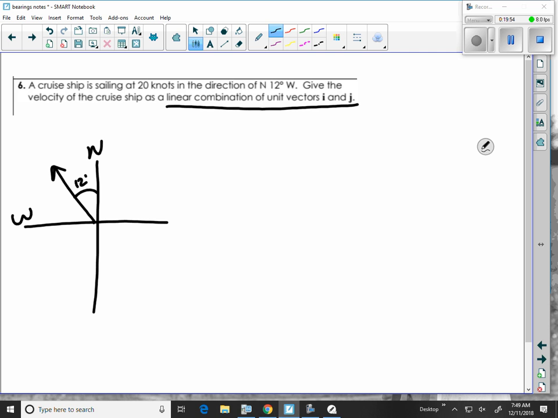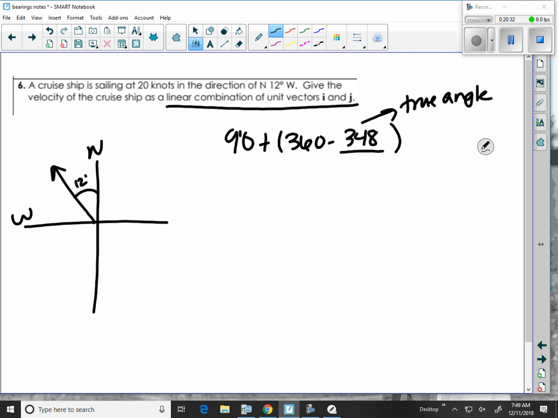Now, because we are in a different quadrant, we're going to have to do our 90 plus 360 minus 12. Actually, I don't think we can do 12 because that's not the true angle. Rewind on that. We have to find the true angle. So if that's 12, what's our true angle going to be? 360 minus 12? 348. You have to have that as your true angle when you put that in.